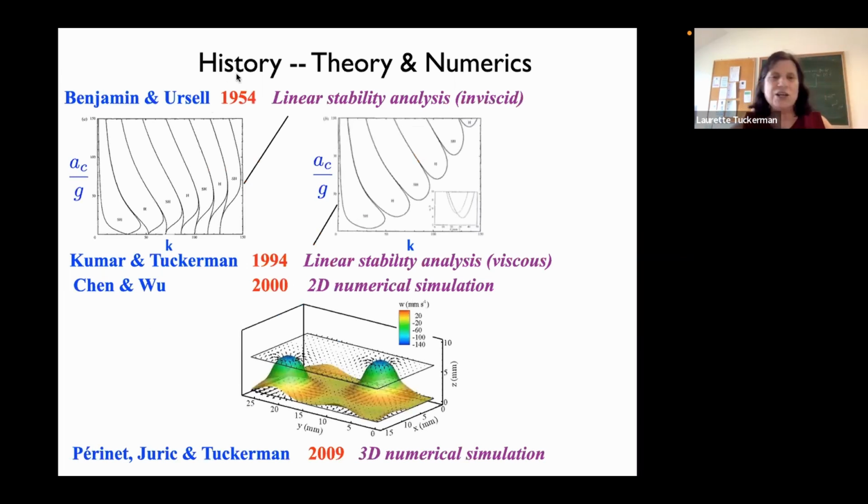Benjamin and Ursell did the first linear stability analysis in 1954. What is this? This is the amplitude of the forcing divided by gravity, and this is wave number K. If you put on a shaking that has this amplitude and this wave number, then you will elicit plane waves with this wave number. So you see you have a lot of them, but in fact, you mostly have this one here. Okay, and this SH means subharmonic, this means harmonic.